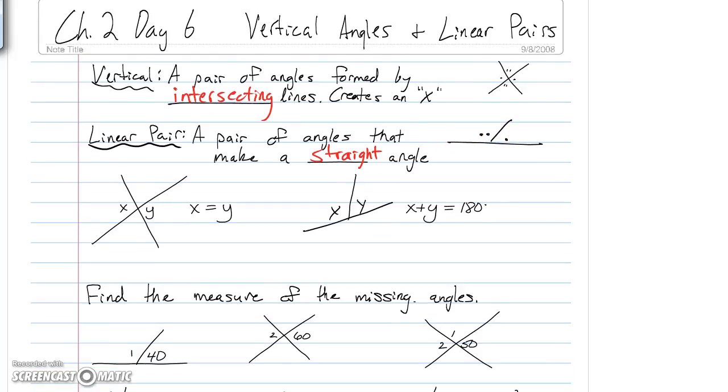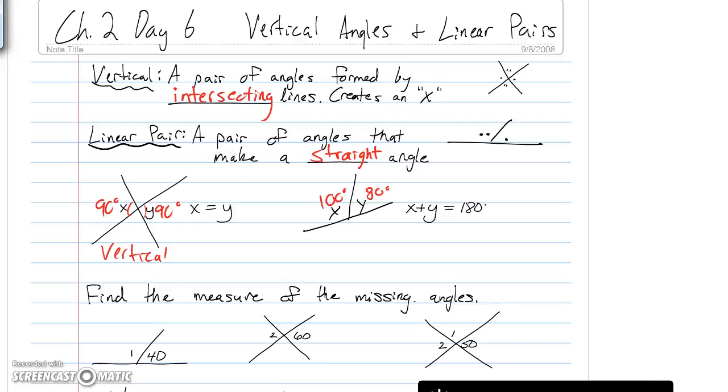So again, if we look here, you have vertical angles over here. These are vertical. And x and y are the same. So this angle and this angle are going to be the same. So if this was 90, this would be 90. Over here, we're going to have x and y make 180. So if this is 100 degrees, this would be 80 degrees. So you have vertical angles that make an X and linear pairs. Think about the word linear. They make a line together.